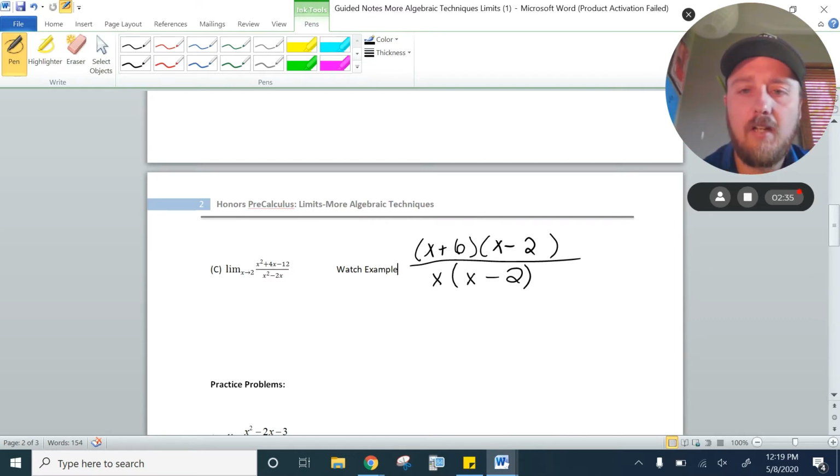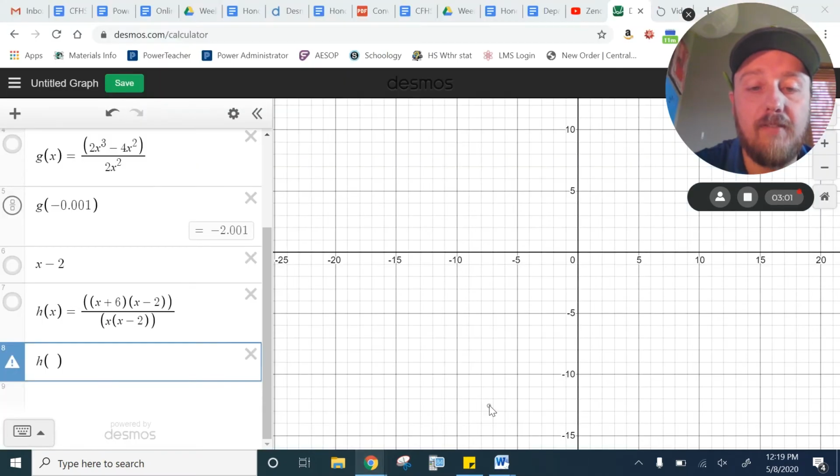In fact, our hole here is at 2. But we have a second term, right? We have x all by itself. That is its own term. That factor or that term is not canceled by a plain x on the top. So what we have going on here, we actually have a hole at 2 and a vertical asymptote at 0. So let's see graphically what that looks like.